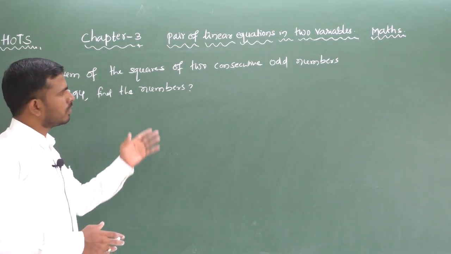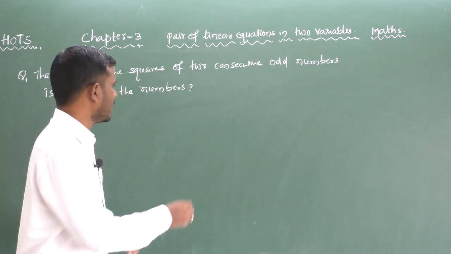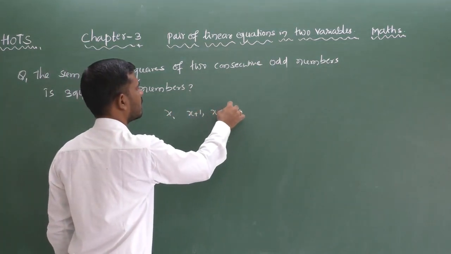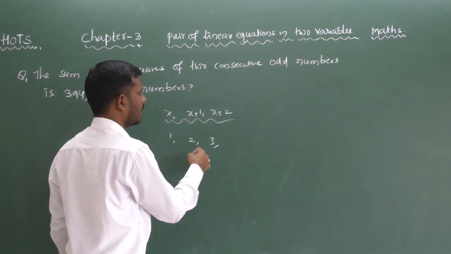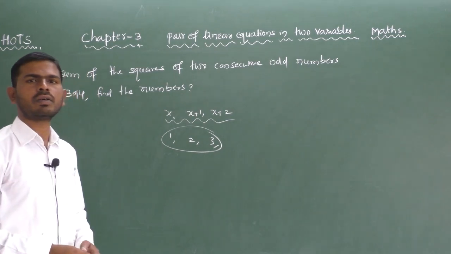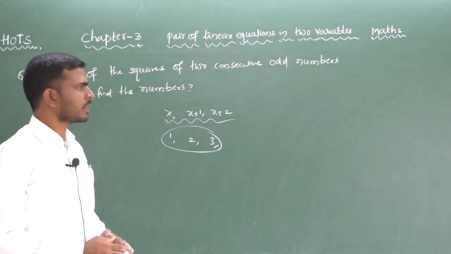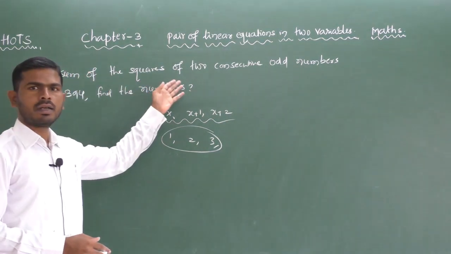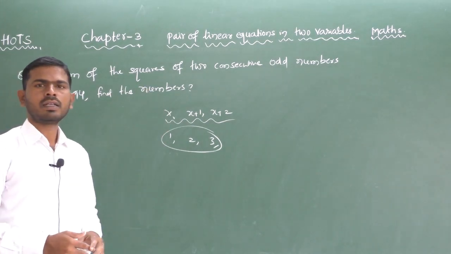So two consecutive numbers are given, that is, odd numbers. For example, x plus 1 and x plus 2 are consecutive numbers, like 1, 2, 3. These are consecutive numbers, but here you have to consider odd numbers. The sum is given as 394. The sum of the squares of two consecutive odd numbers is 394. You have to find the numbers.